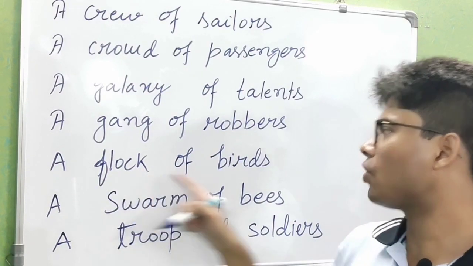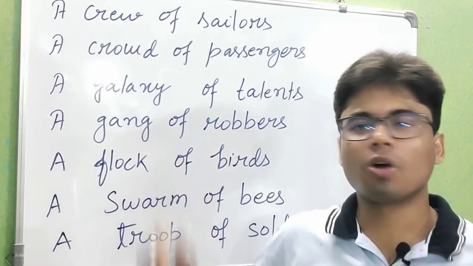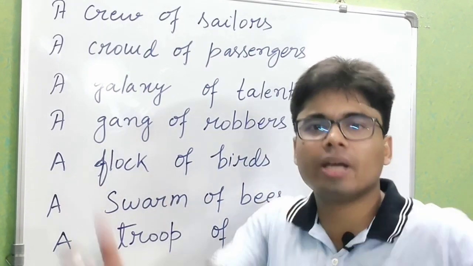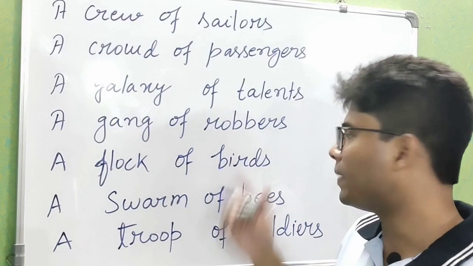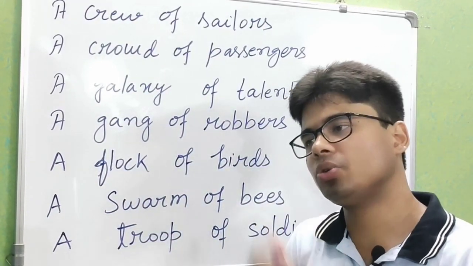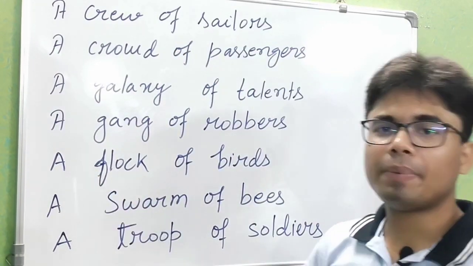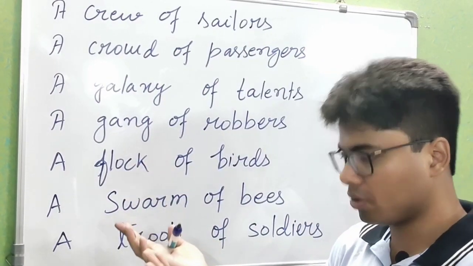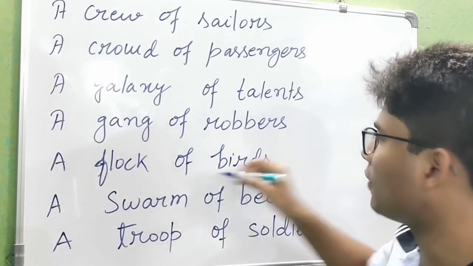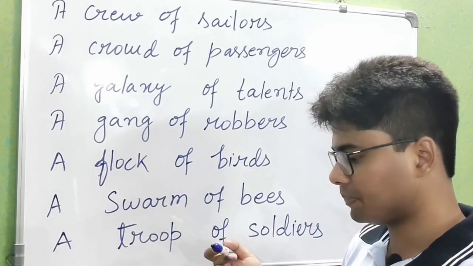Then a flock of birds. A flock here means getting together. Who are getting together? The birds are flying together. So in order to tell about their togetherness, the birds flying together, in the place of group we are using flock. So that will be the example of a flock of birds, right?